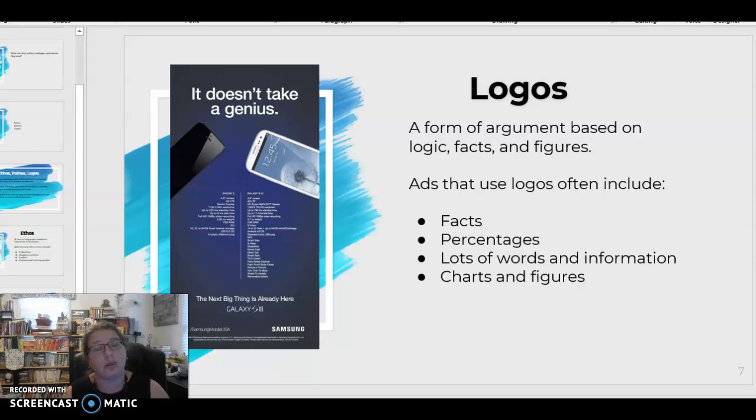So ethos is based on character and authority. Pathos is based on emotion, and logos is based on logic. You should be able to identify these in written texts and in advertisements, and you should also know how to use them when you're writing.